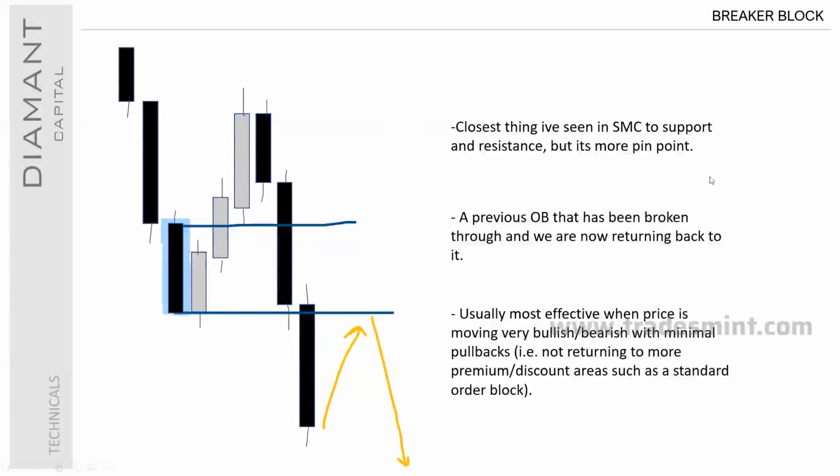So what it is, a previous order block that has been broken through. We've smashed right through it to the downside, and now we're returning back to it. Usually it's most effective when prices move in very bullish or bearish with minimal pullbacks. So what do I mean by that?